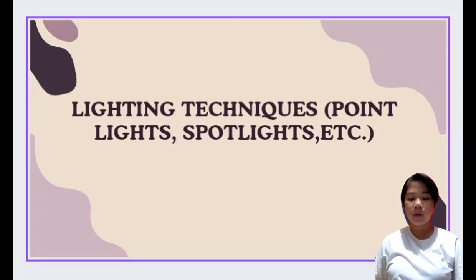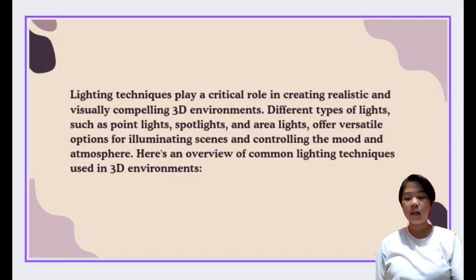Lighting techniques: point lights, spotlights, etc. Lighting techniques play a critical role in creating realistic and visually compelling 3D environments. Different types of lights, such as point lights, spotlights, and area lights, offer versatile options for illuminating scenes and controlling the mood and atmosphere. Here's an overview of common lighting techniques used in 3D environments.